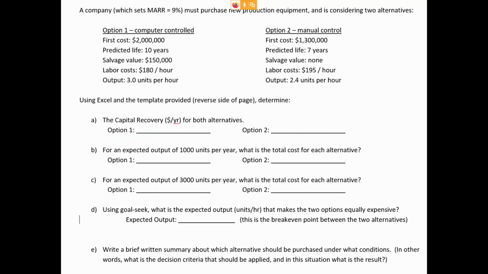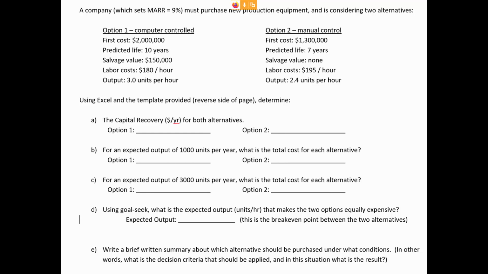All right, now here's a summary of the in-class exercise that I sent you by email. Let's go through it together before we start crunching the numbers and open up the spreadsheet file. It says that a company which has a MAR of 9% is going to buy some new equipment they use in production, and they have two alternatives. Option 1 is computer-controlled equipment, and option 2 is manually controlled. Of these two options, you can see that option 1 is more expensive up front. It's a $2 million piece of equipment compared to option 2, which only costs $1.3 million up front.